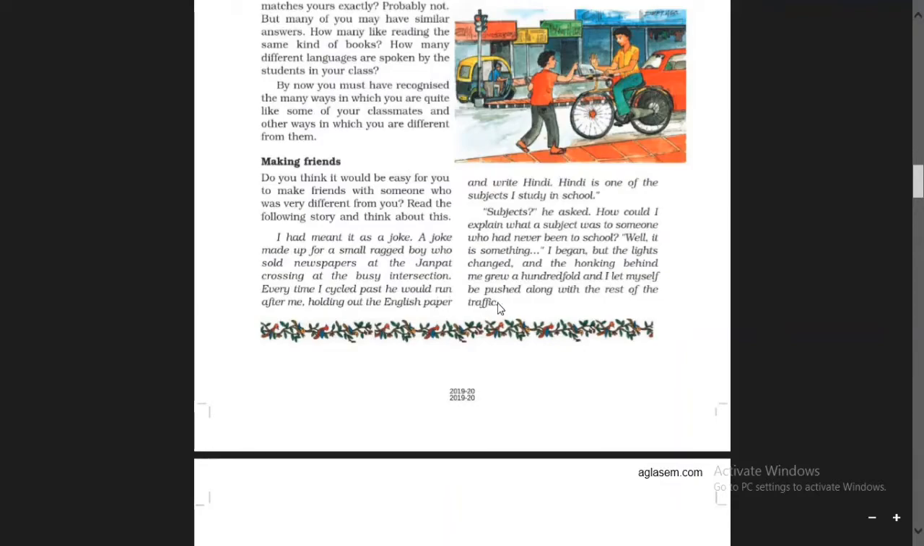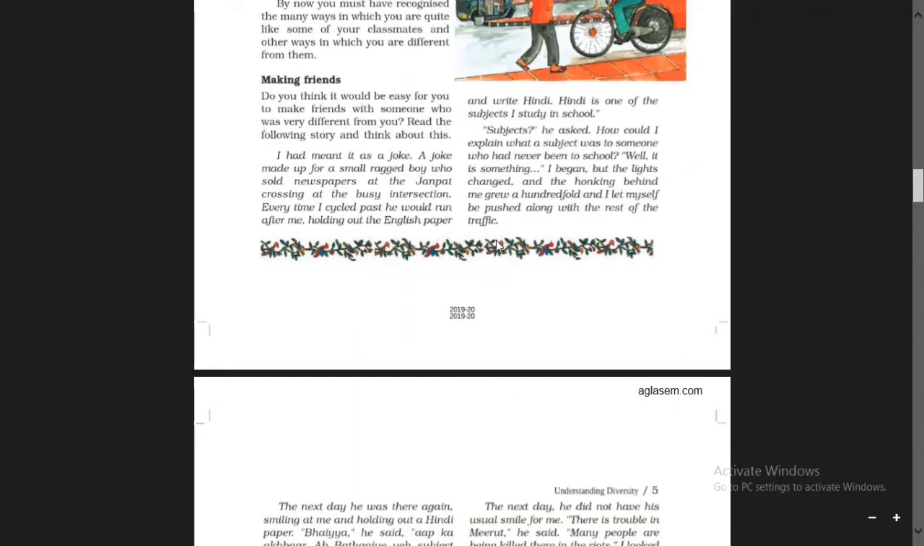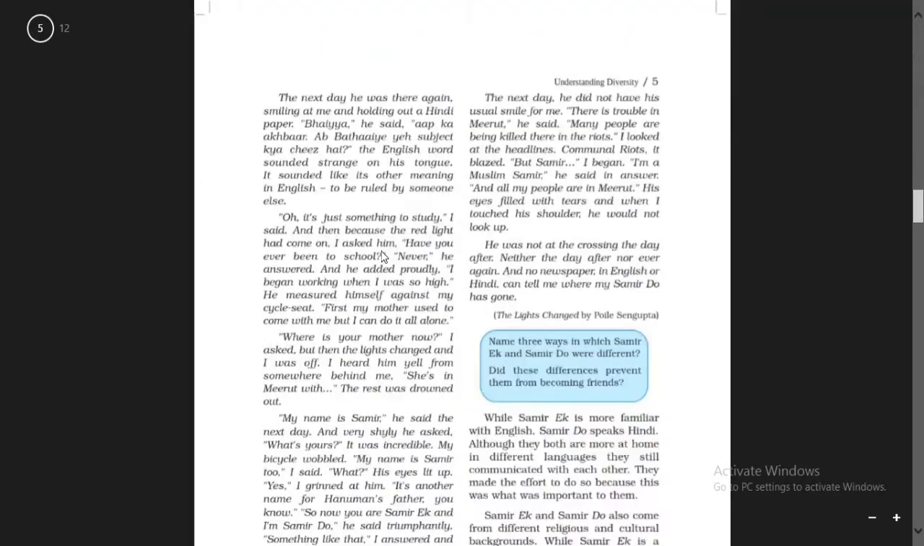Honking means making horn or sound. So I began, but the lights changed. Traffic light, it was changed. And then he has to go from there. Let us see the next page.